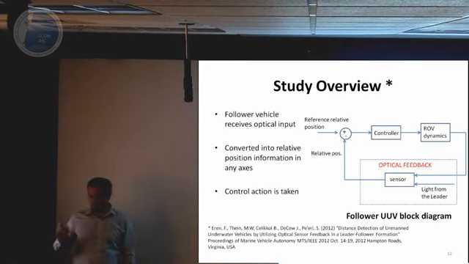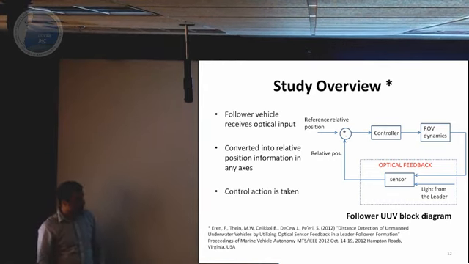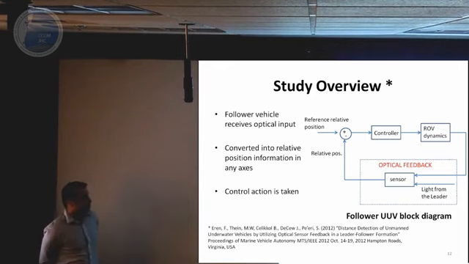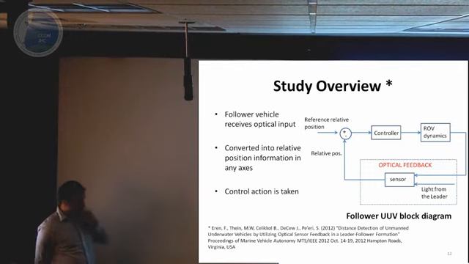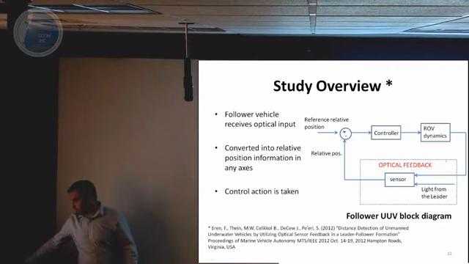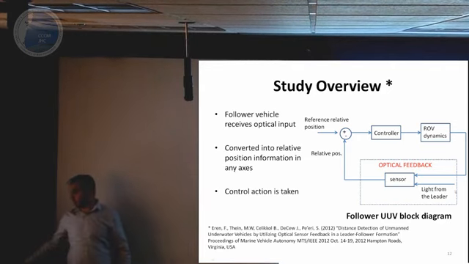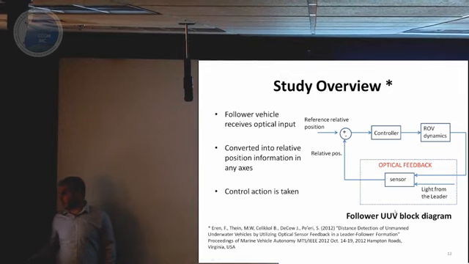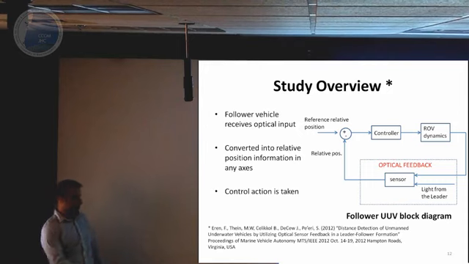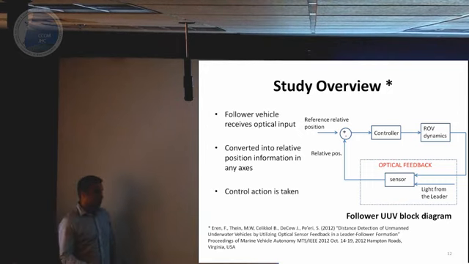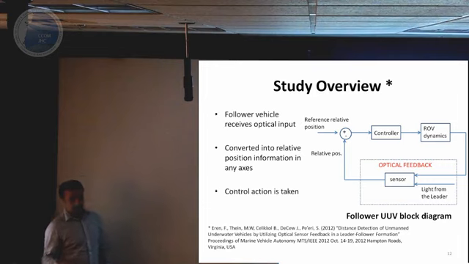In this slide, I'm going to give a brief overview of our study in this block diagram. As I mentioned before, for the leader ROV, there is not much problem because it's controlled by a pilot. That's what we assume. But the follower ROV has to detect the incoming light. This is what we are working on right now, the optical feedback part. The idea is the follower, this is the follower block diagram, receives the light from the leader. And by the algorithms that we develop, it converts the light into position information. That position information is relative, of course, because it's between the leader and the follower.